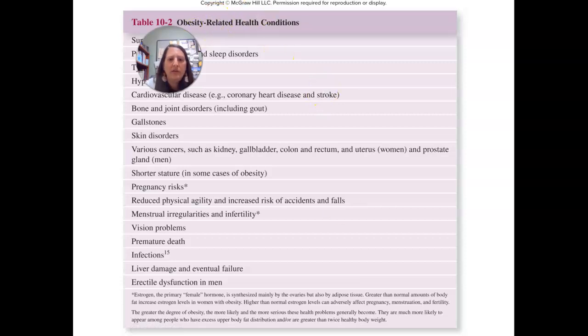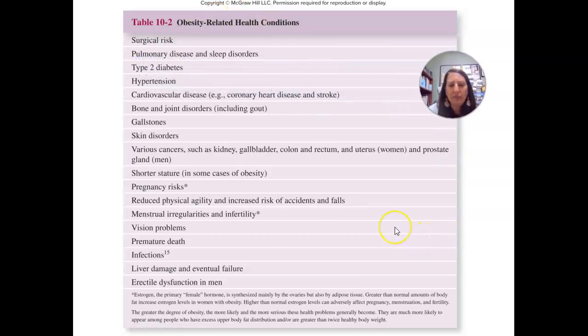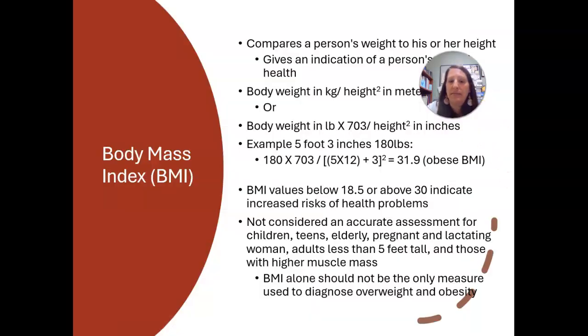Okay, and so before we get into calculating BMI, I wanted to quickly run through this list. This is a table from our textbook of obesity-related health conditions. And so, having an excess body fat that adversely affects health can lead to some of these things. So, for example, surgical risks, pulmonary disease and sleep disorder, type 2 diabetes, hypertension, CVD, cardiovascular disease, so coronary heart disease, stroke, bone and joint problems, gallstones, and so on and so forth. So there's a slew of other things that can come along with obesity.